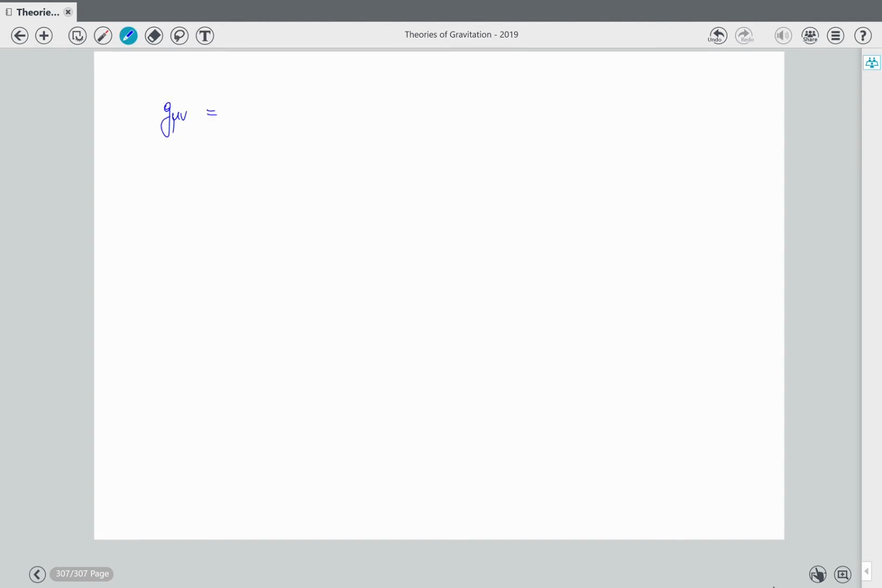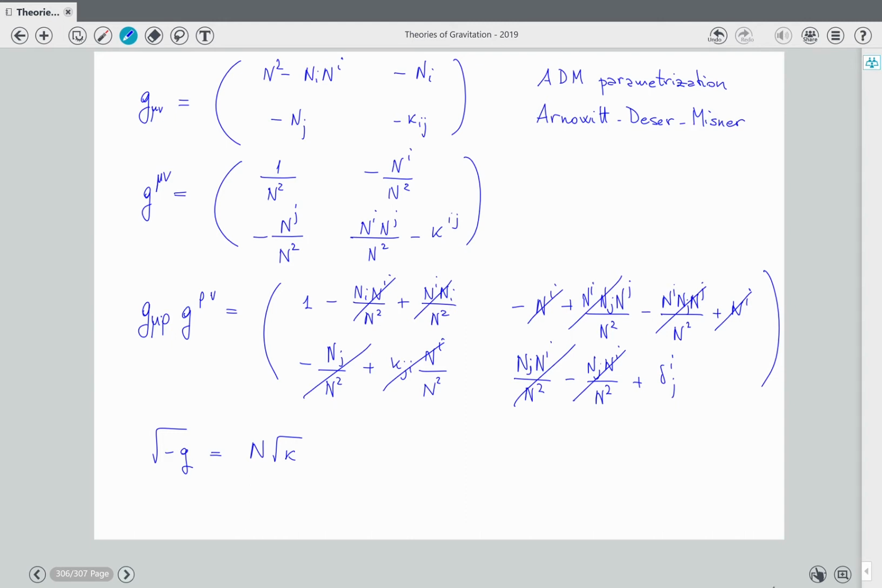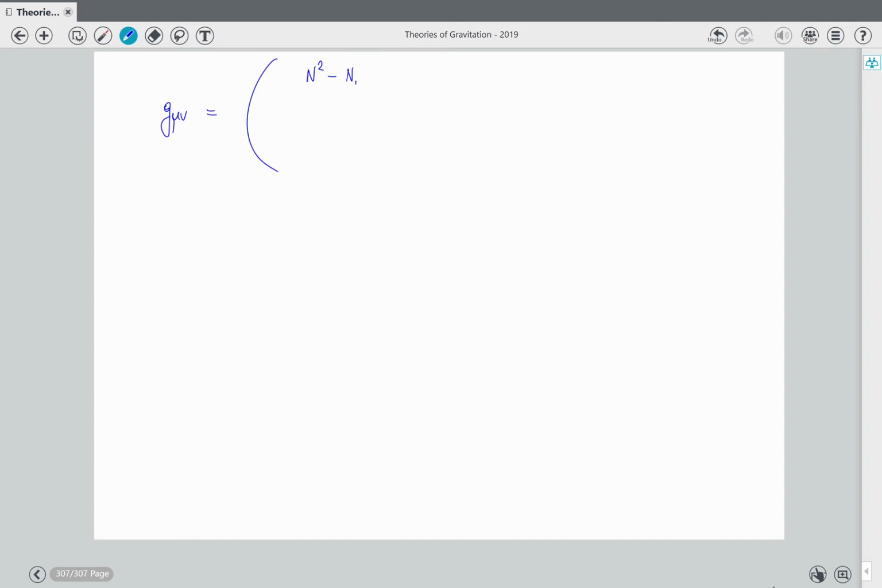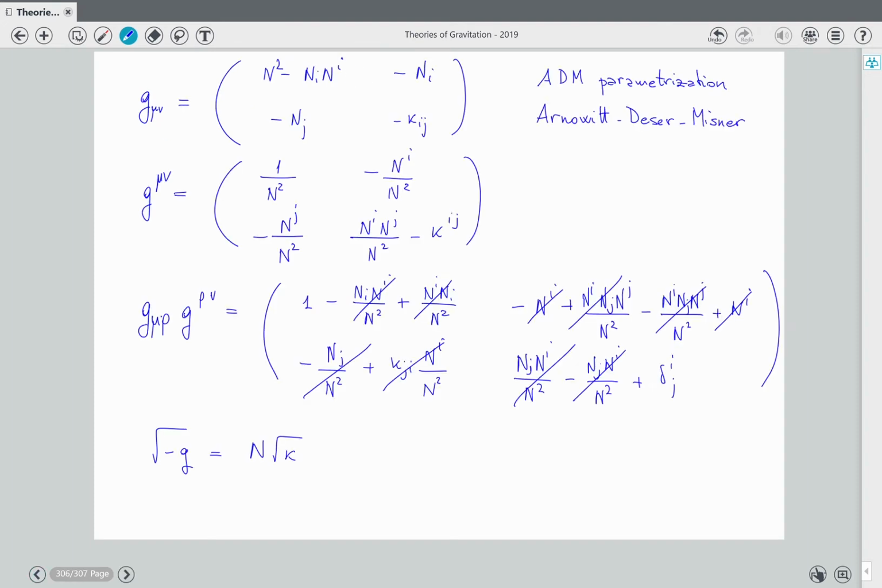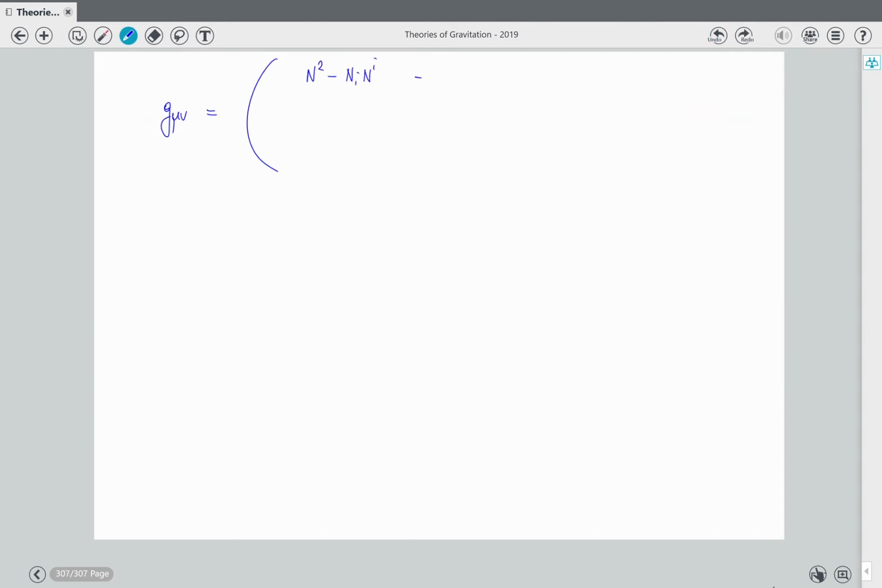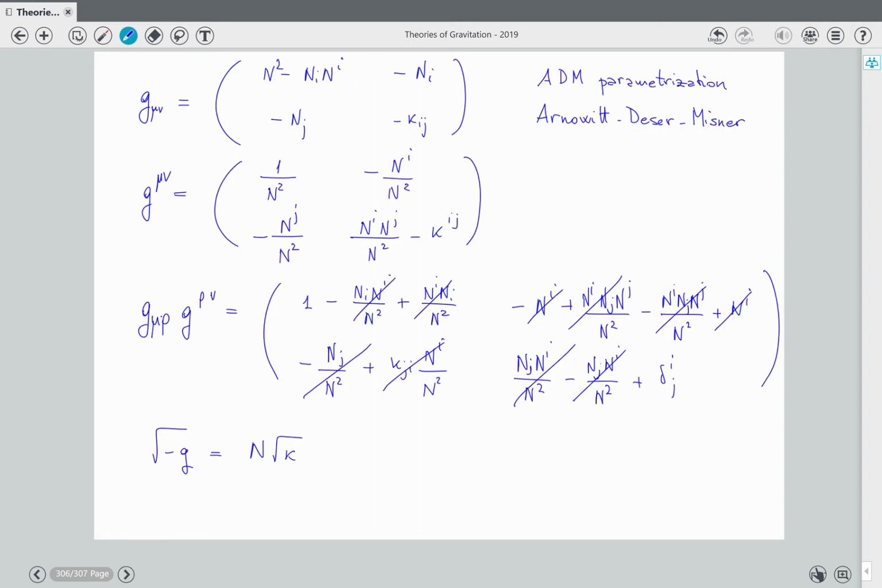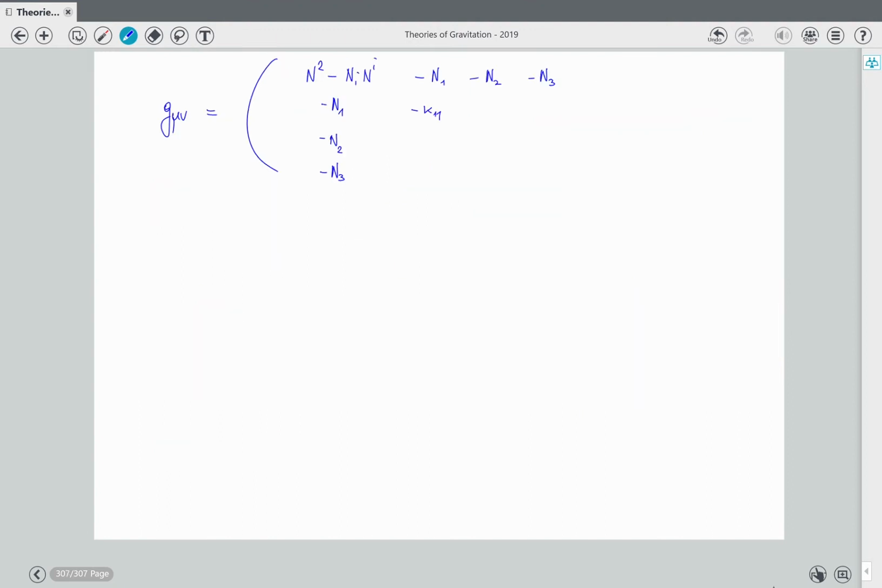Let us write g mu nu like this. The first component is N squared minus N_i. Here we list all the others: minus N1, minus N2, minus N3, minus N1, minus N2, minus N3. Then you have minus k_ij, so that is minus k11, minus k12, minus k13, etc. 2,1 is 1,2, 1,3, minus k22, minus k23, minus k23, minus k33.